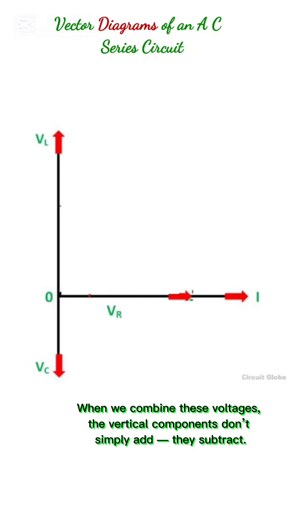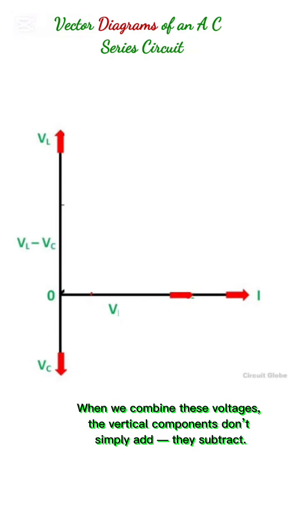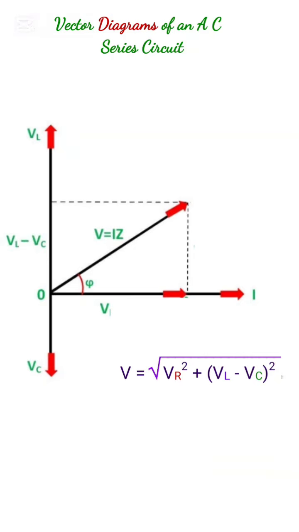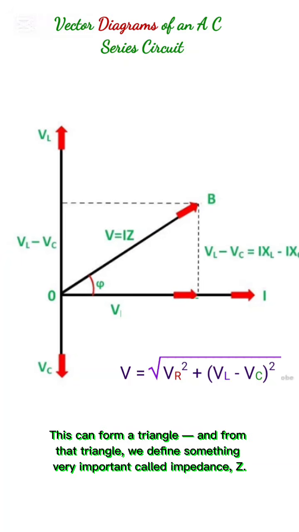When we combine these voltages, the vertical components don't simply add, they subtract. And using Pythagoras' theorem, we get the total voltage V is equal to the square root of VR squared plus (VL minus VC) all squared. This can form a triangle.